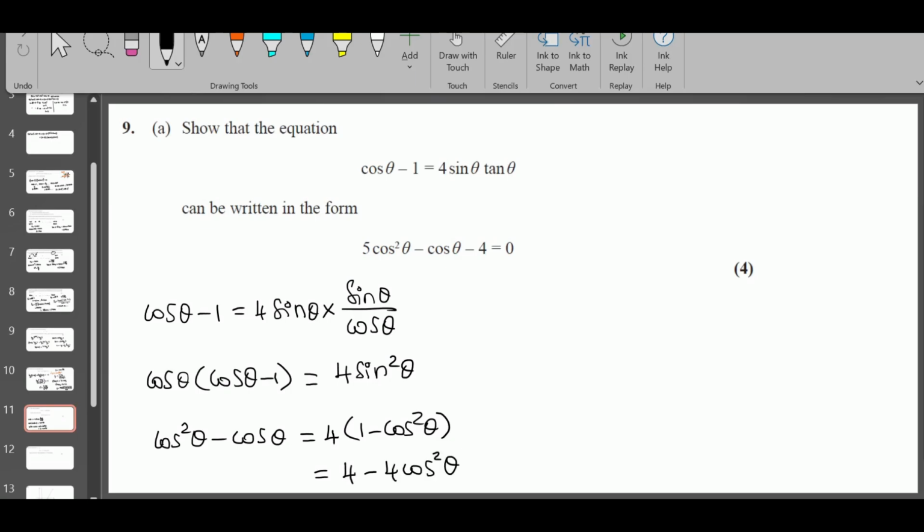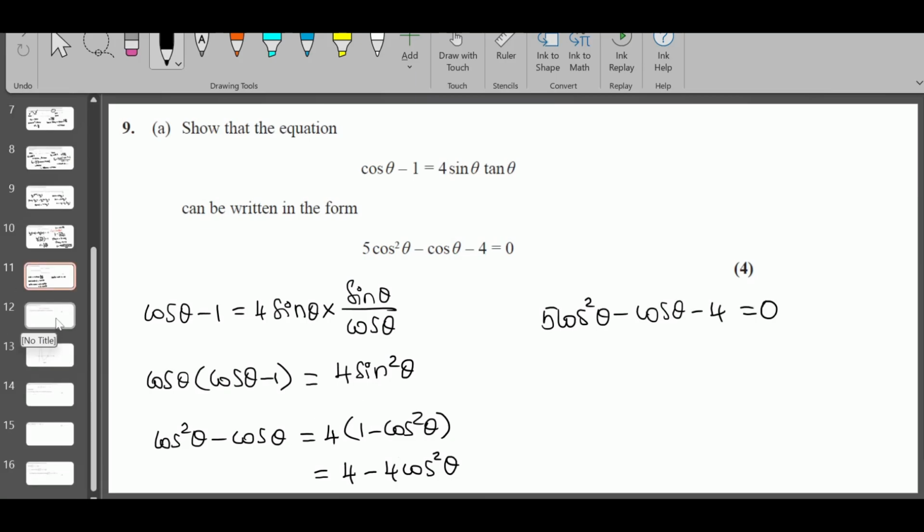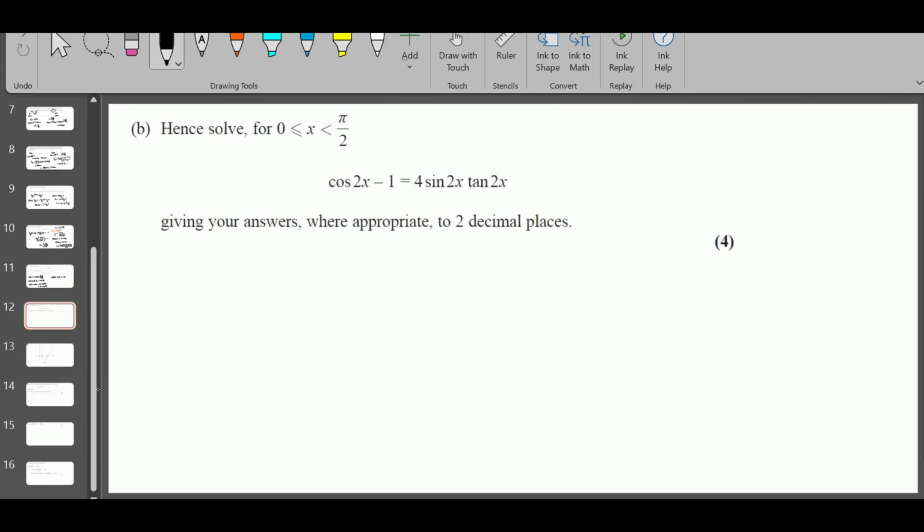Now when you move everything to this side, 4 cos square plus cos square, 5 cos square minus cos theta minus 4 is 0. We got the equation already. The next part, they want us to solve this equation.